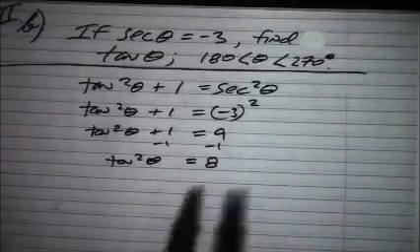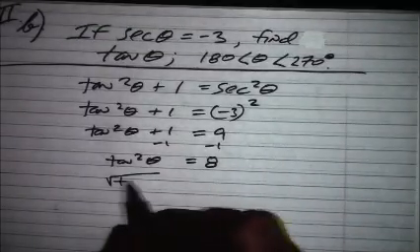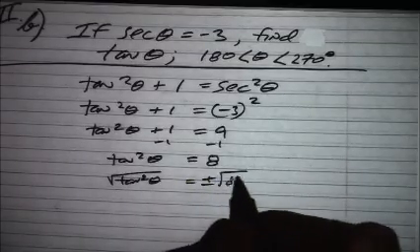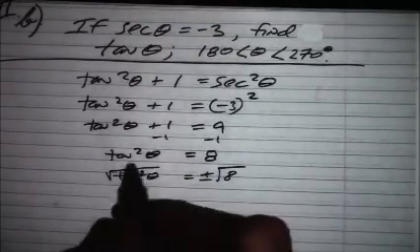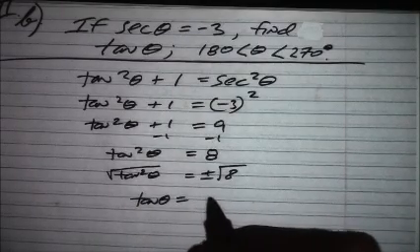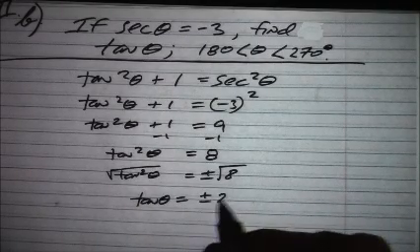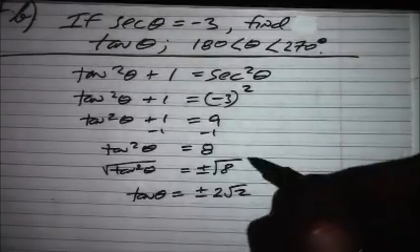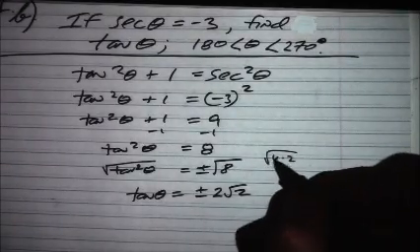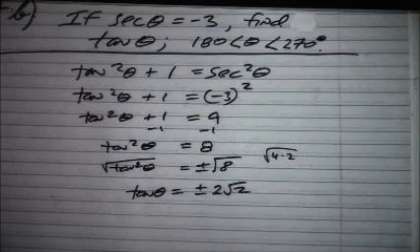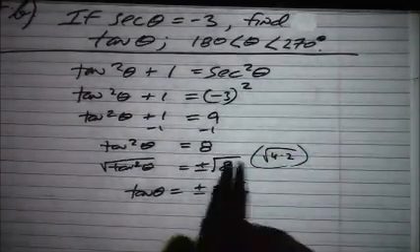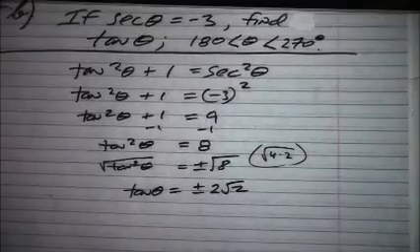Get down to here, and now we take the square root of both of them. Tangent squared theta equals plus or minus the square root of 8. And so the square and square root cancel. We now know that the tangent of theta is equal to plus or minus 2 root 2, because you can never leave it like that. So you have to do the square root of 4 times 2, and the square root of 4 is 2, so there you are. Make sure you're comfortable with doing that every time, because I would not mark this as correct.